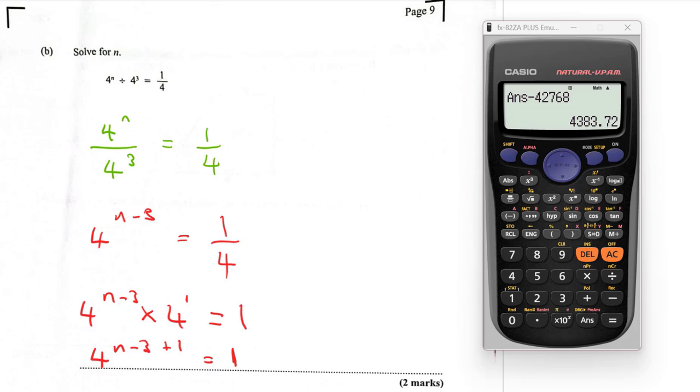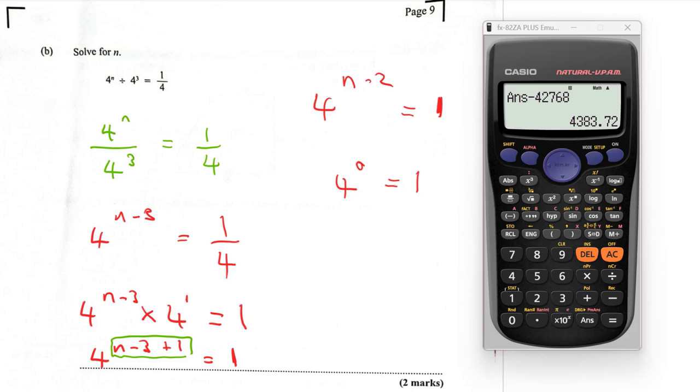So let's fix this up right here. That's the power. So this is going to be 4 to the power of n, negative 3 plus 1, that's going to give me negative 2, and that is equal to 1. Now, recall that any number raised to a power of 0 is equal to 1. So 4 raised to the power of 0 is equal to 1.